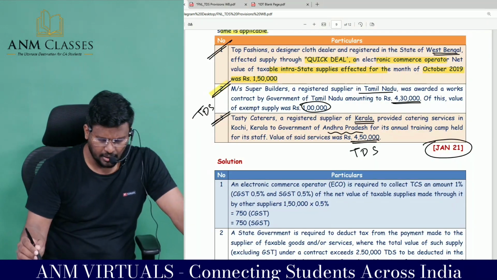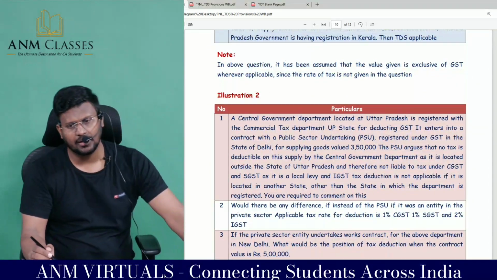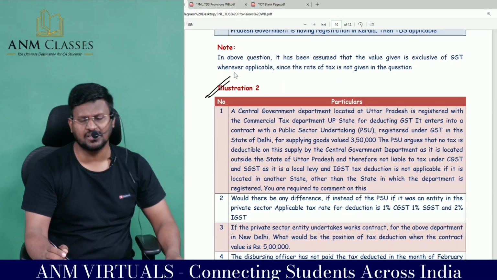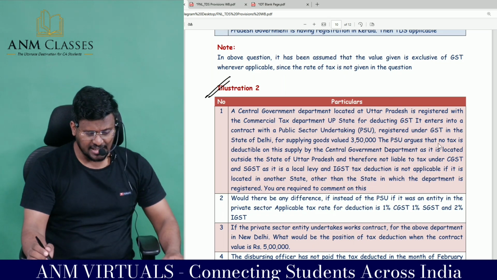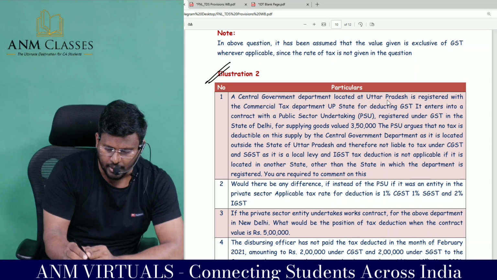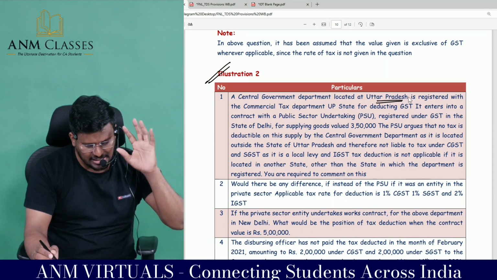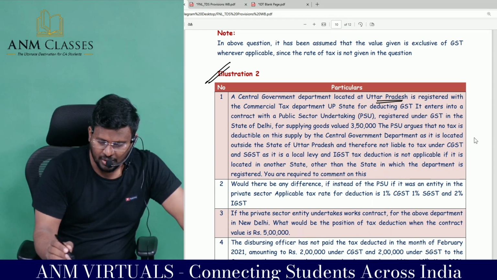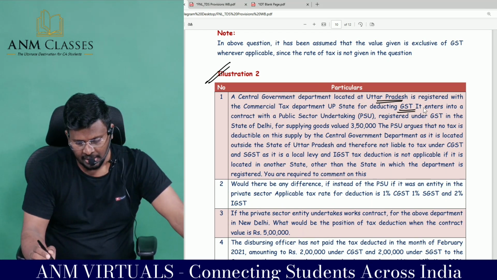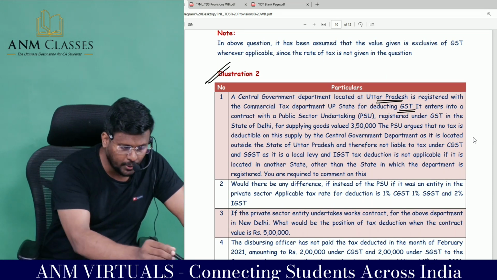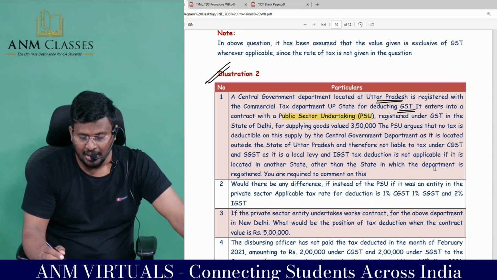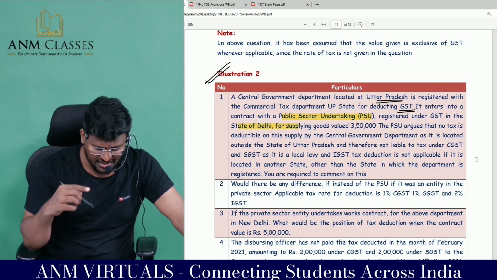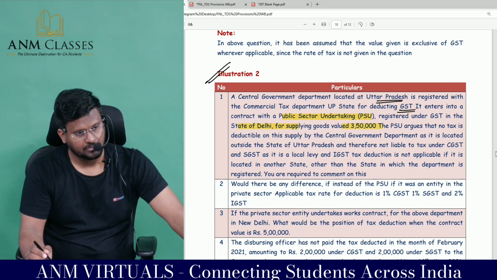So I am moving into the next question. Like this only they are testing in examination. Shall we do one more question? Illustration number 2 from the past examination. Yes, sir. A central government department located in Uttar Pradesh is registered with Commercial Tax Department UP state for deducting GST. It entered into a contract with a public sector undertaking registered under GST in the state of where? Delhi, for supplying goods valued how much?